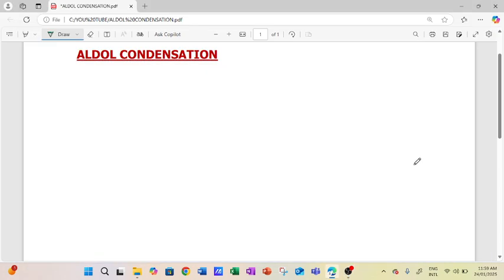Hi friends, today let's learn aldol condensation. So aldol condensation is one of the important chemical properties shown by an aldehyde or a ketone. But there is an important point you have to memorize: aldol condensation is a reaction shown by an aldehyde or a ketone with alpha hydrogen atom.